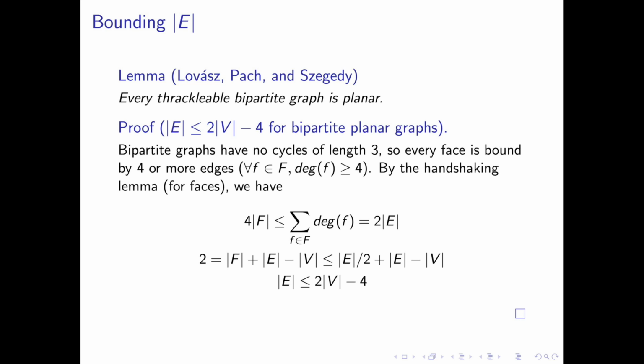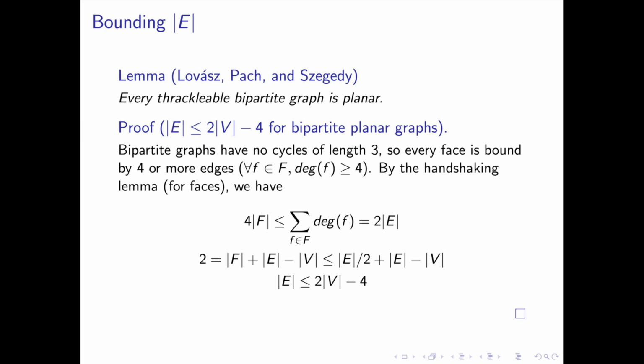There's an analogous handshaking lemma for faces. The sum of the edges around every face in a bipartite planar graph is twice the total number of edges. Since every face is bound by 4 or more edges, for a graph with f faces and e edges, we have 4f is less than or equal to 2e.